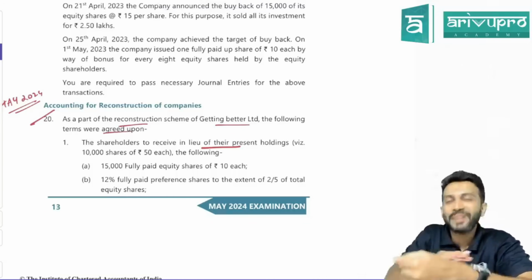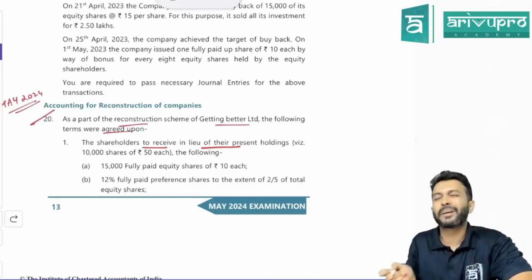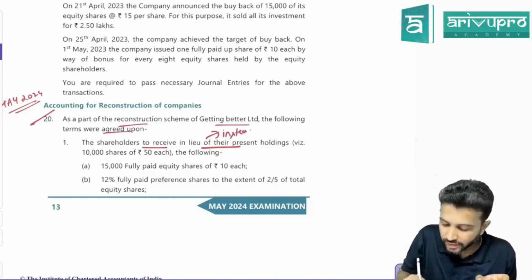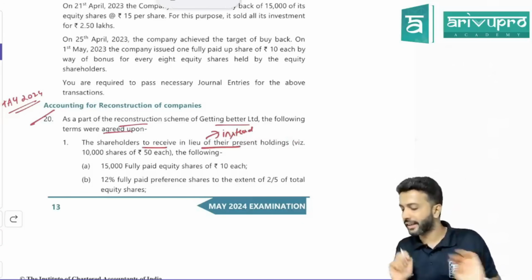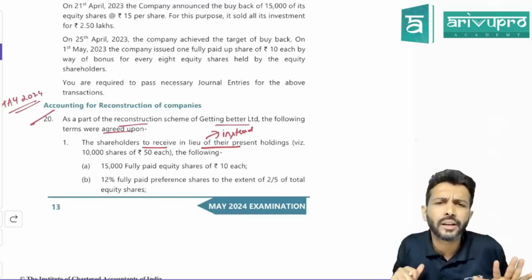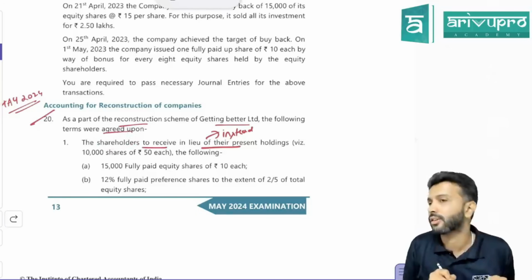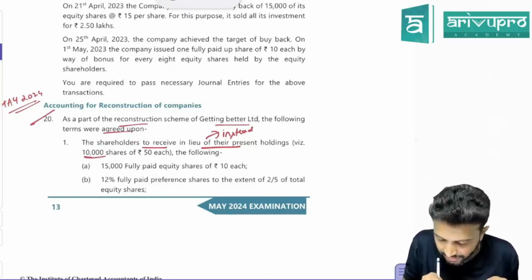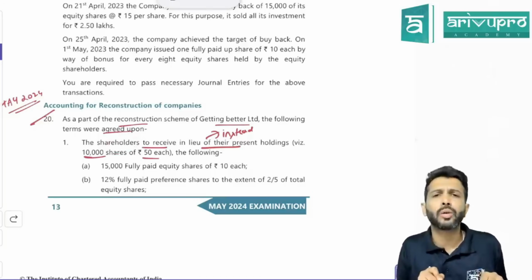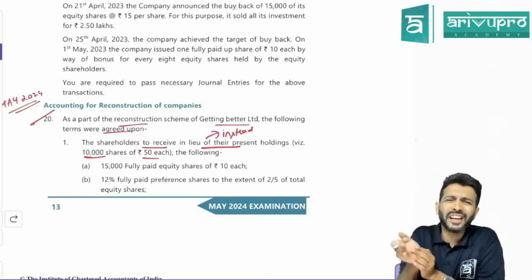The following terms were agreed upon. Shareholders to receive in lieu of their present holding. In lieu, the English phrase, means instead of. Instead of their present holding, they want something else. So we have to cancel the present holdings because they don't want them. Who are these? The shareholders. Currently, how many shares do we have? 10,000 shares of 50 each. That means, sir, if they don't tell what type of shareholder, we always assume equity shareholders only, because preference shares are optional.